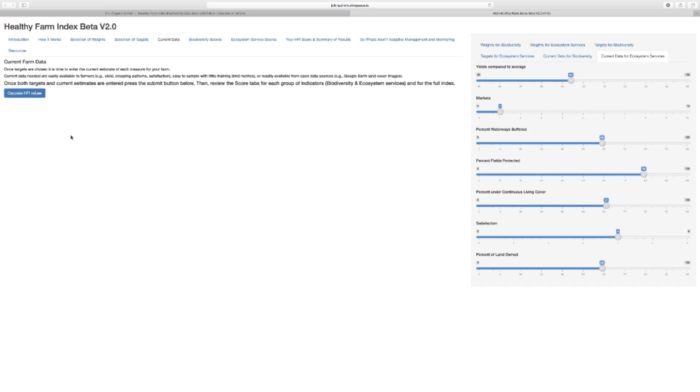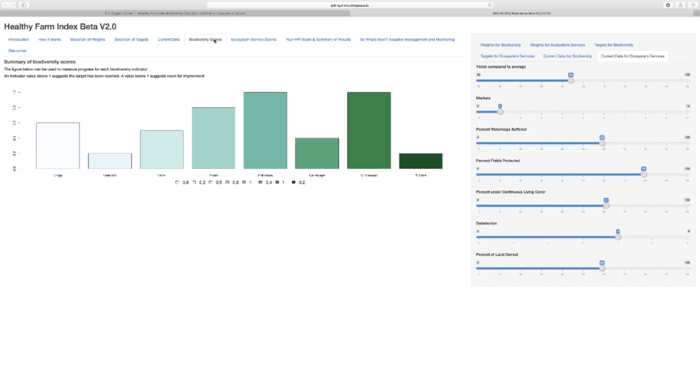Hit calculate our Healthy Farm Index values, and we can look at some of our scores here. So this summarizes where you're doing well on biodiversity and where you have some work to go. So the higher the bar, the closer it is to your target. If it hits 1, it means you've reached that value. So we can look here, our percent non-crop and our pollinators. We've hit our targets. Some of these other ones we have some ways to go. So our livestock is one we want to improve, and percent rare.